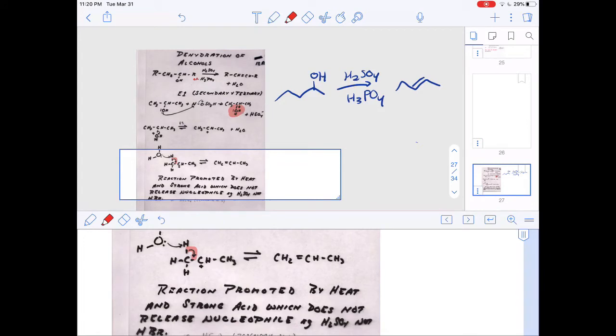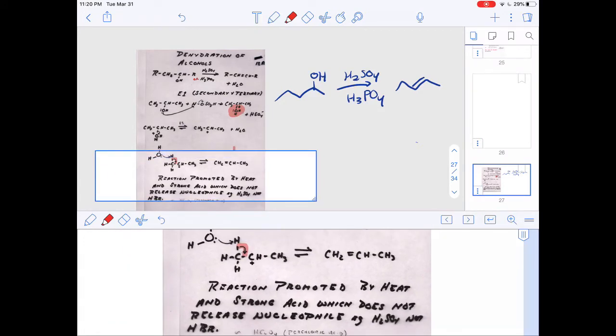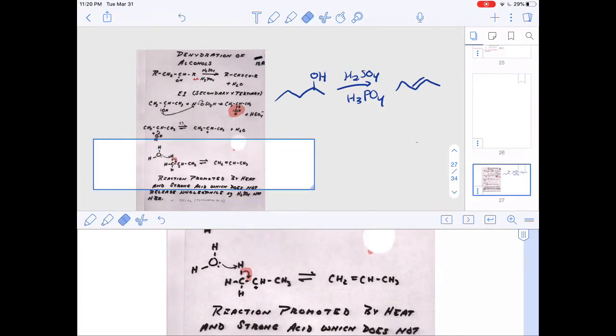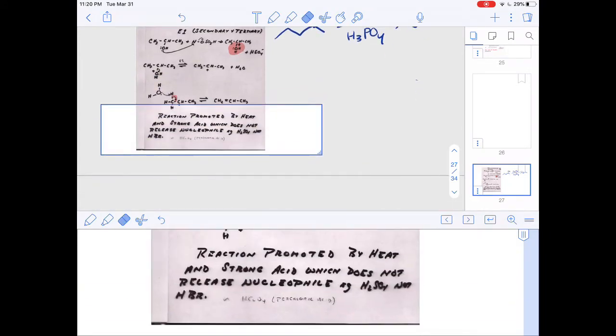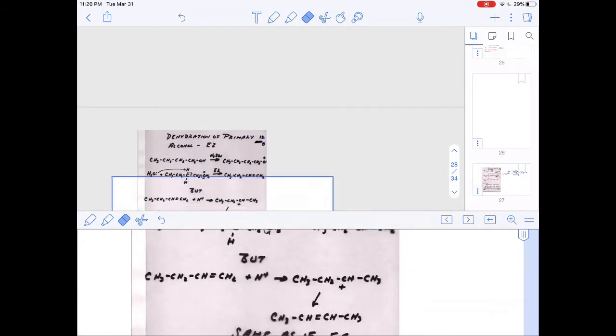And because we pulled this H off and there was no leaving group in this situation, we're fine. It doesn't have to be anti-periplanar. This is not an E2 reaction. This is E1. However, this reaction also does work with E2 reactions.